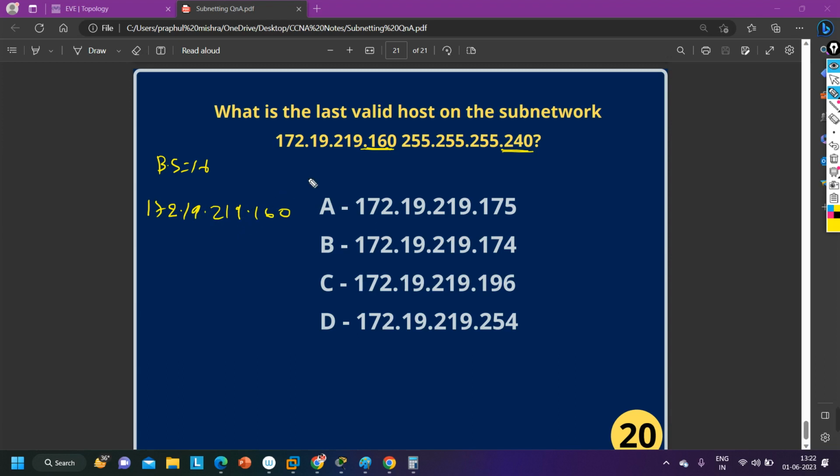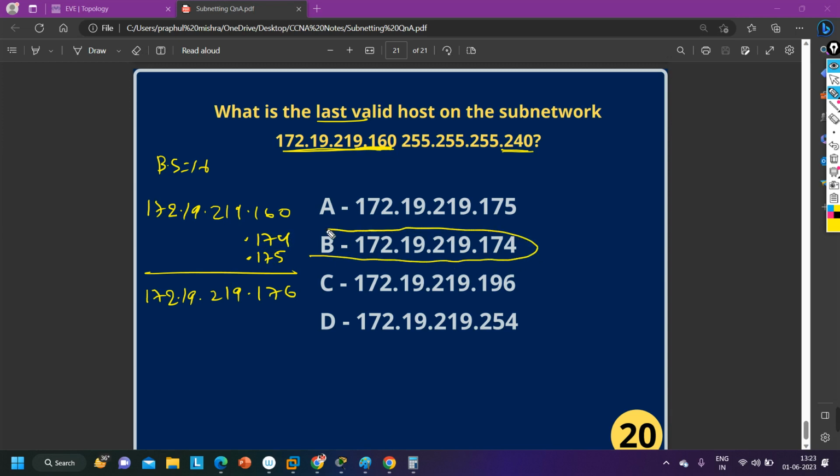So 172.19.219.160 is the first network, the network ID. Yes or no? Yes. The next network will be 172.19.219.176. So the last IP address of this network will be .175, and it is asking for the last valid IP address, which will be .174. That is option B. Correct? Yeah.